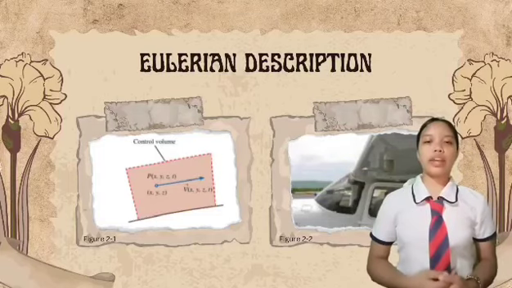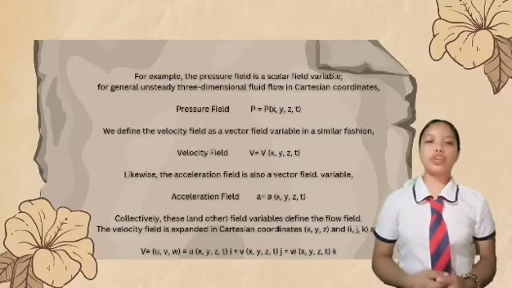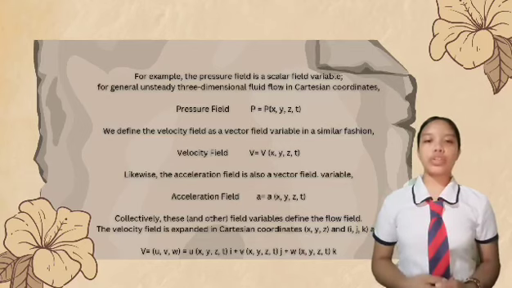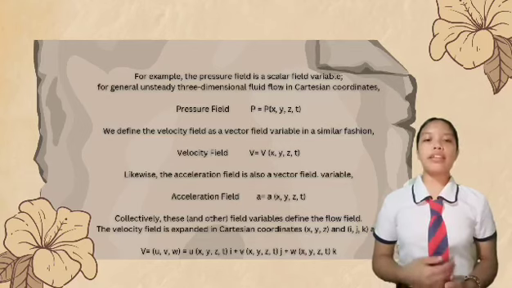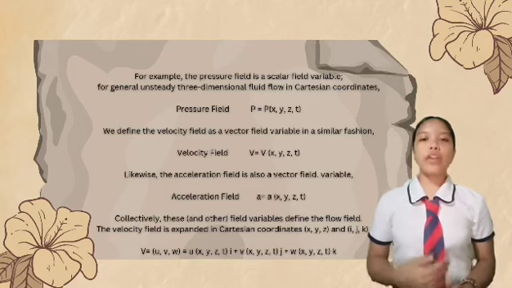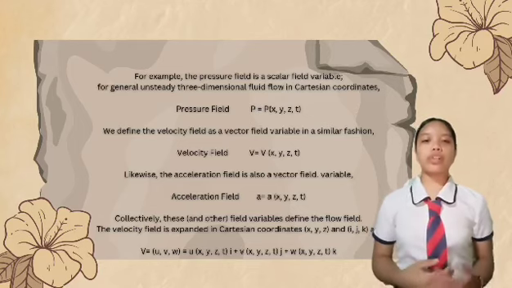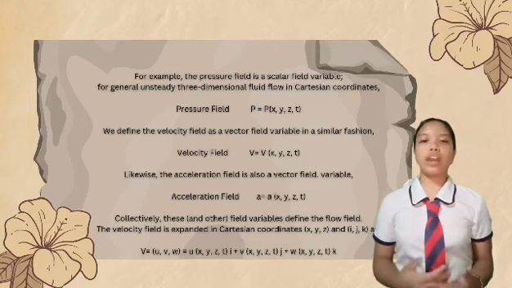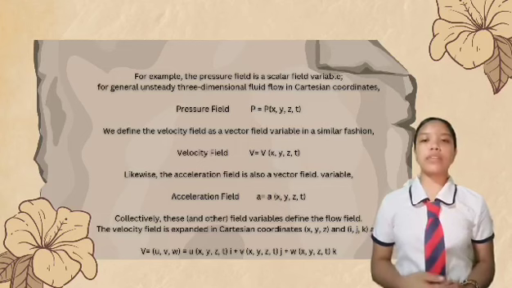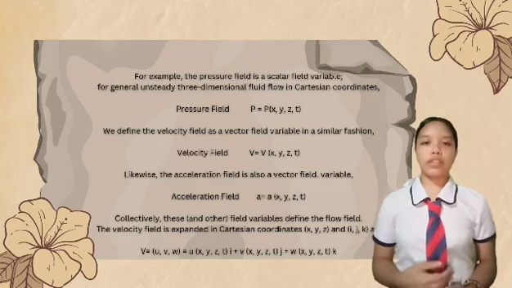As shown in the example, in the Eulerian description, all such field variables are defined at any location in the control volume and at any instant in time. To add, in this description, we don't care about what happens to individual fluid particles, rather we are concerned with the pressure, velocity, acceleration, etc. of whichever fluid particles happen to be at the location of interest at the time of interest.